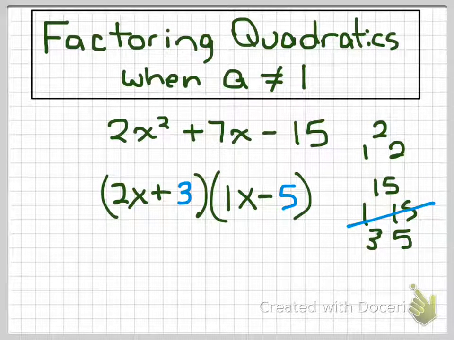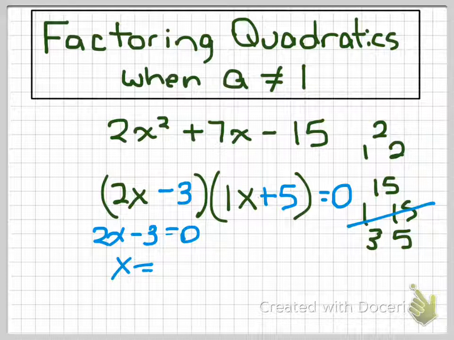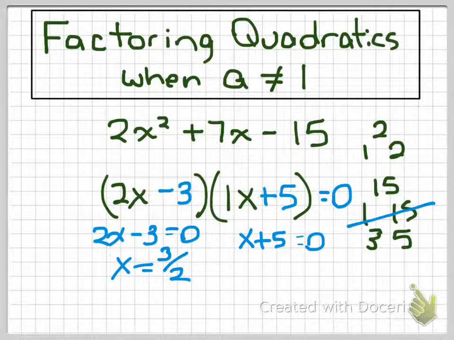And I'm going to just go ahead and erase this and change it. This now is the negative 3 and this is a positive 5. So we have factored this, and if this had been an equation where we were set equal to 0, then we would know that we could say 2x minus 3 equals 0, and we would get x equals 3 over 2, or x plus 5 would be equal to 0, and x would be equal to negative 5. So we have those two options.